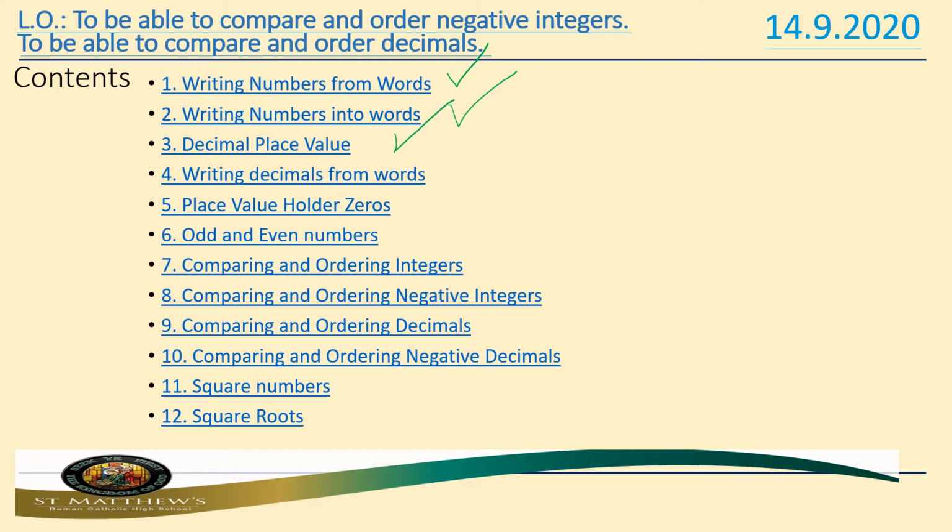We wrote decimals from words. We learned about place value holders, zeros. We are going to do odd and even numbers in the next lesson. We've already done some comparing and ordering of integers, and today we are going to learn and practice comparing and ordering negative integers and comparing and ordering decimals. So let's start.